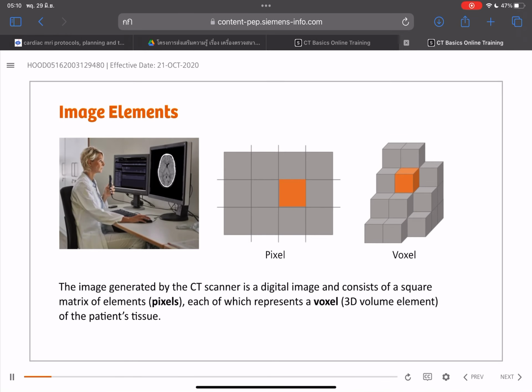The image generated by the CT scanner is a digital image and consists of a square matrix of elements called pixels, each of which represents a voxel, that is, a 3D volume element, of the patient's tissue.